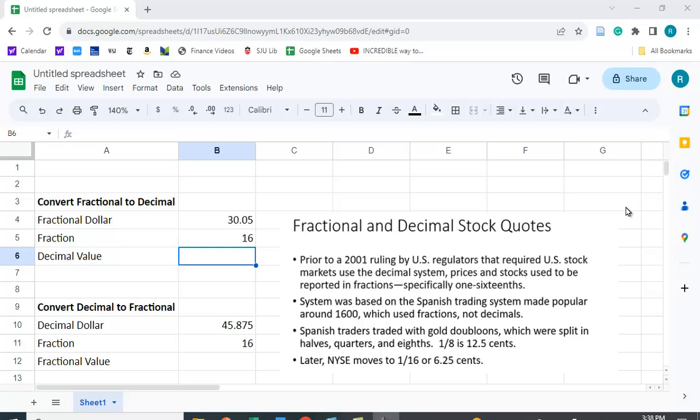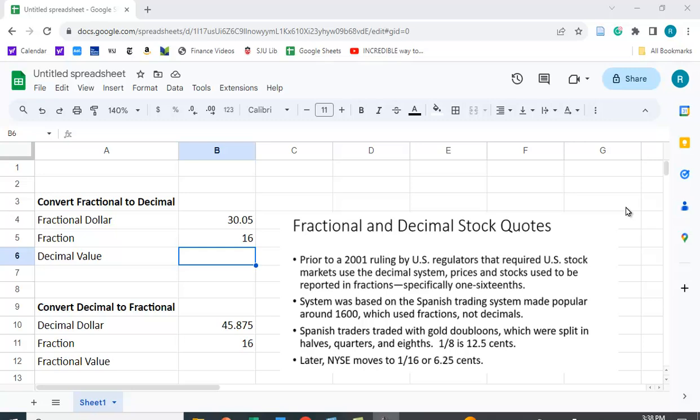Why did they do this? Because Spanish traders used gold doubloons, which were split in halves, quarters, and eighths. So an eighth, or 1 divided by 8, is 12.5 cents. Later, the New York Stock Exchange moved to sixteenths. Why? Because when you use eighths, prices can change by only as little as 12.5 cents. When they moved to sixteenths, the change could be smaller. It could be 6.25 cents.